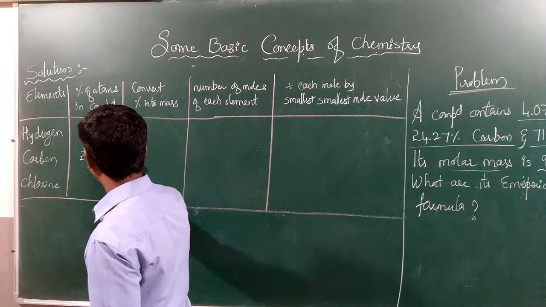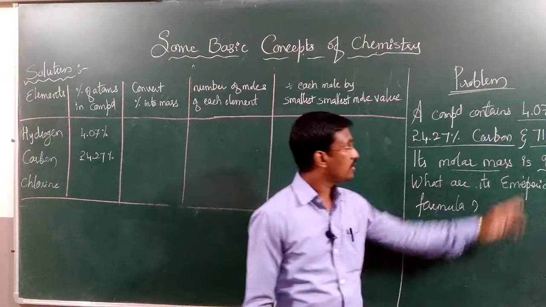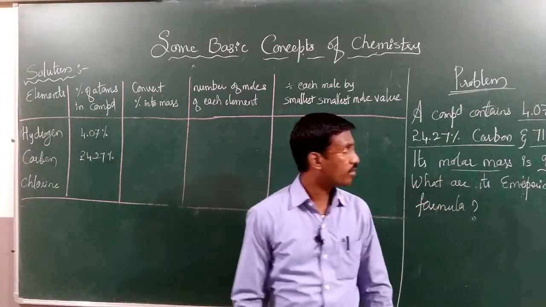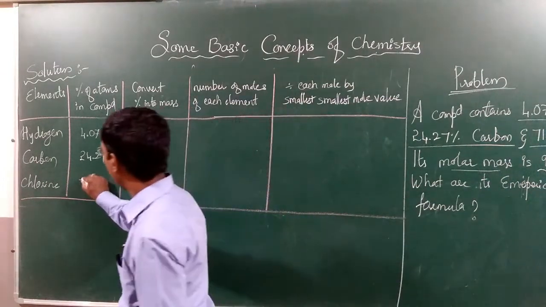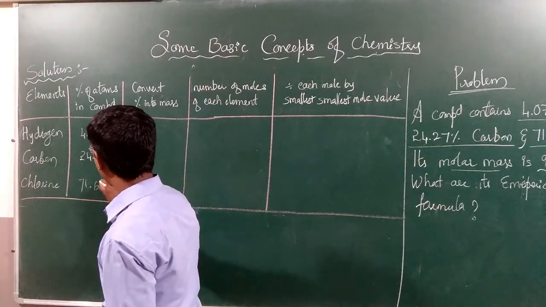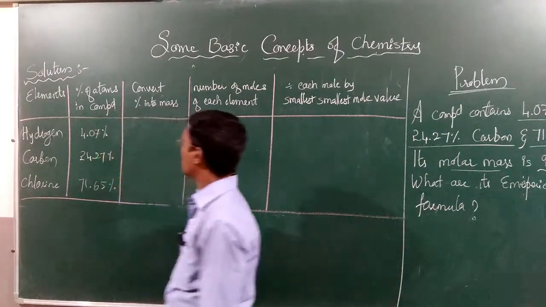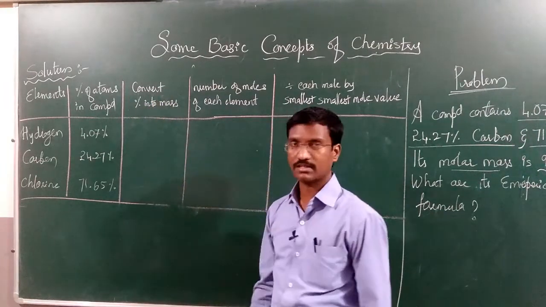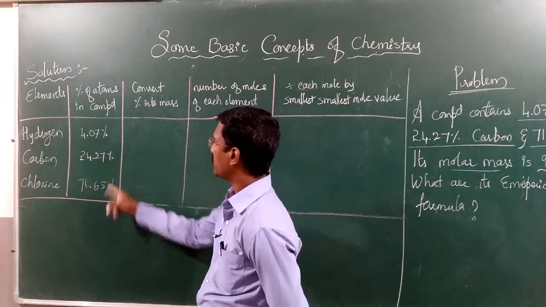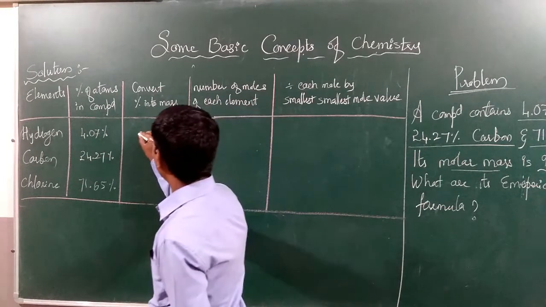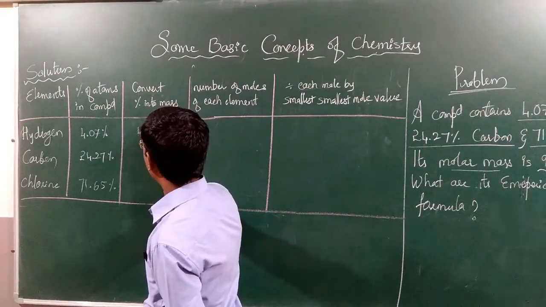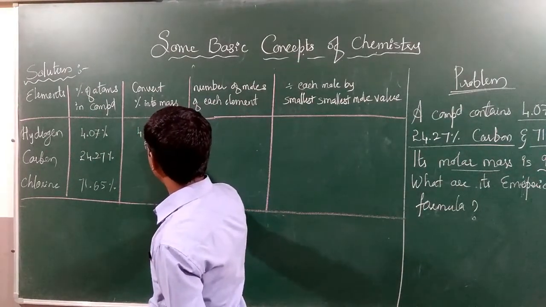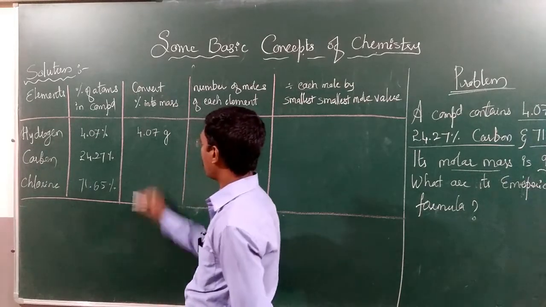24.27 percentage. Next one is chlorine. Chlorine is having 71.65 percentage. So this is the percentage. And next one is convert the percentage into mass. Simply, instead of writing the percentage, you just write the mass in the form of gram. 4.07 percentage is converted as gram.